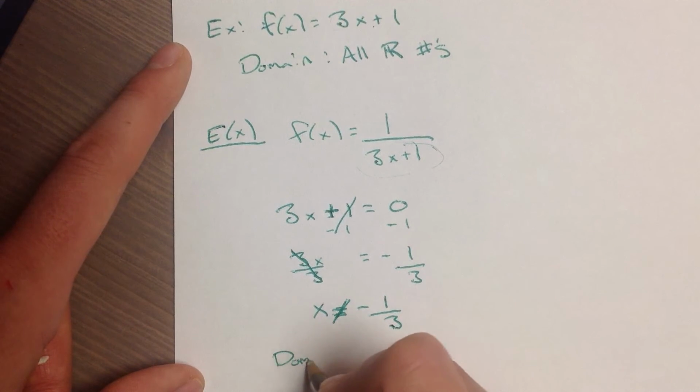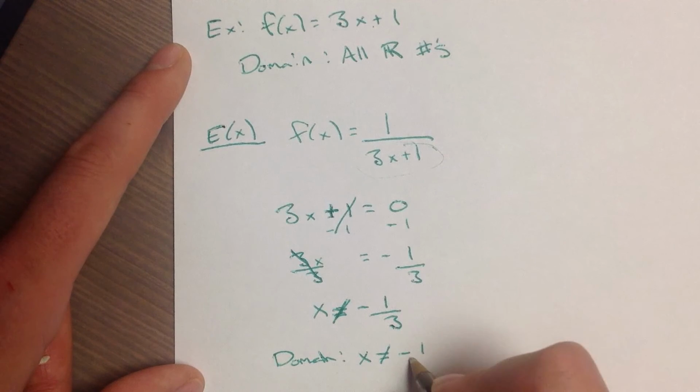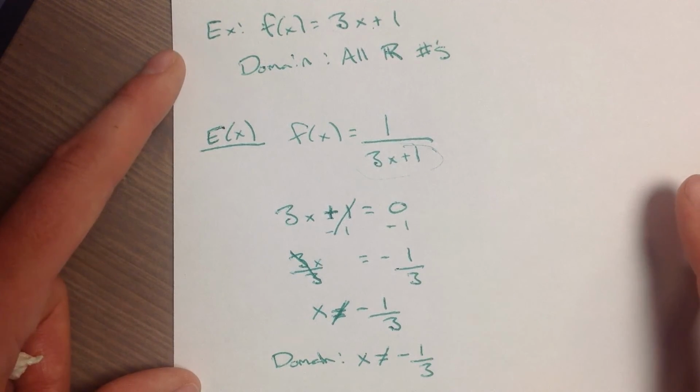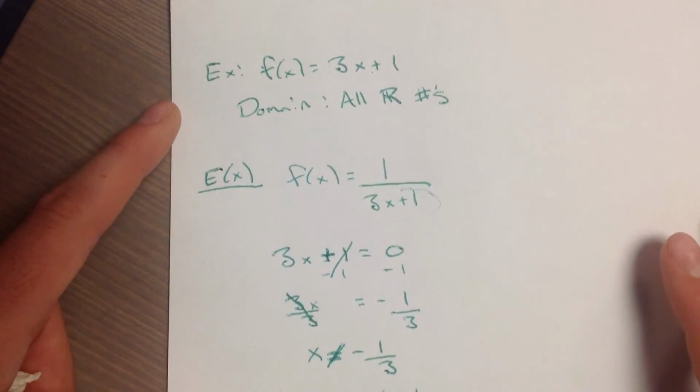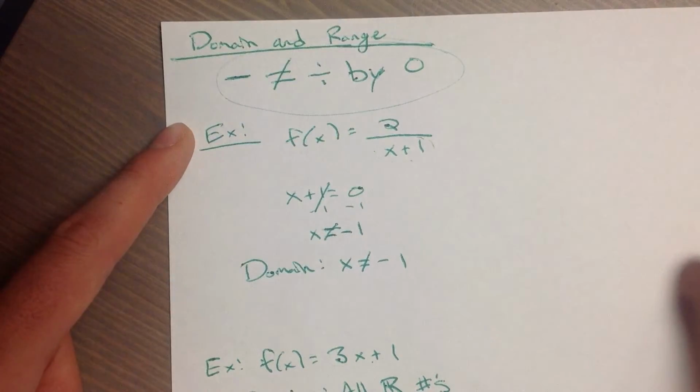So our domain is x cannot equal -1/3. So one of the key issues of domain that helps us find what values we can't have are places where we would be dividing by 0.